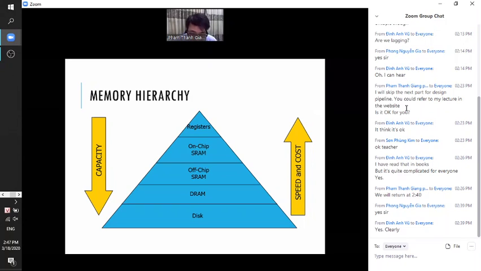Okay, so this is the memory hierarchy. We divide it as registers. We have studied registers, then on-chip RAM, off-chip RAM, inside or outside the chip, and the main memory and the disk. Comparing each other, capacity increases. But speed and cost go in the opposite way. Of course, it's pros and cons.